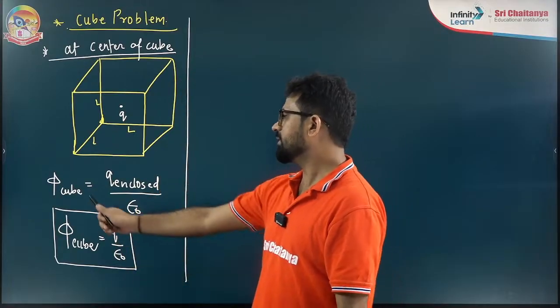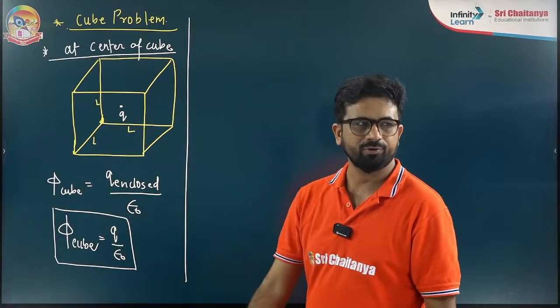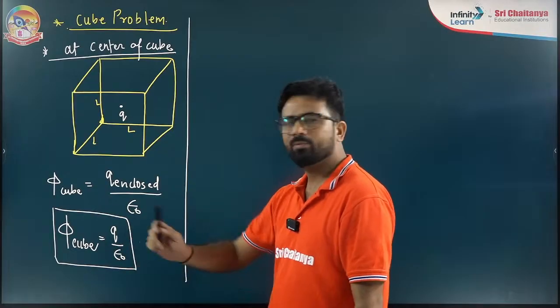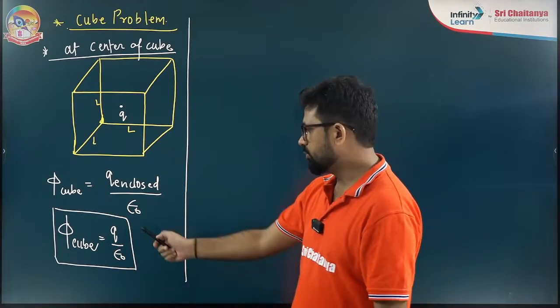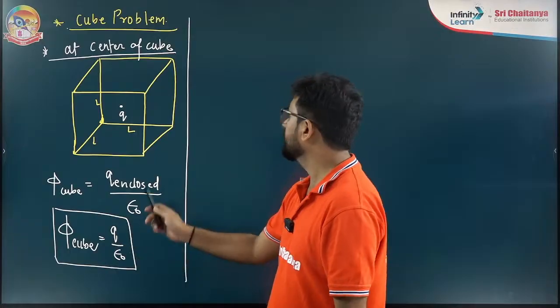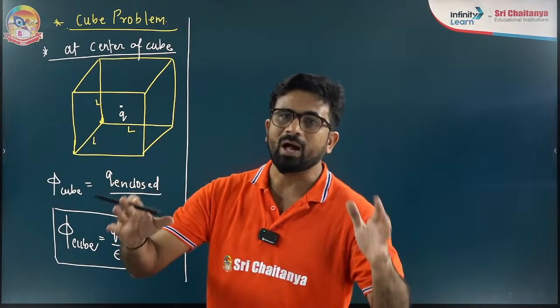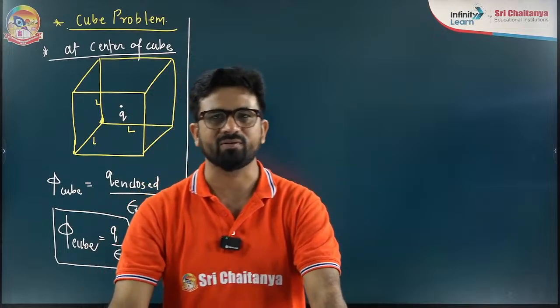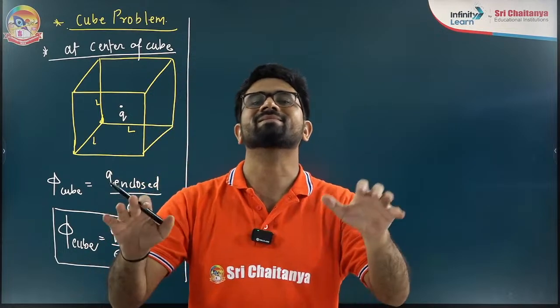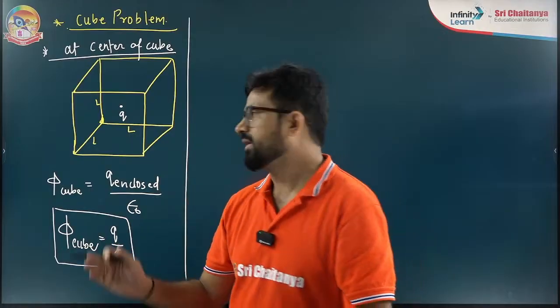Now come to this point. This is given to you. This is phi of q, so phi of q is equal to q by epsilon naught. That I am writing is related to this. But in a cube, how many surfaces are there? You can say there are 6 surfaces. I will tell you.